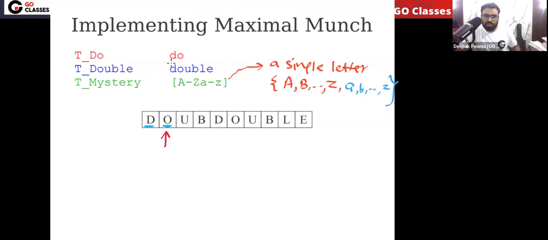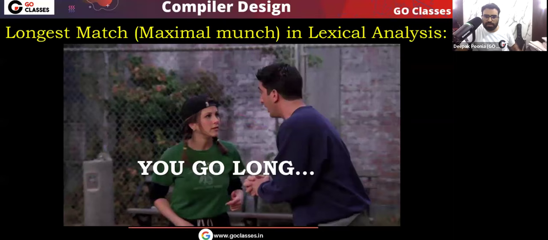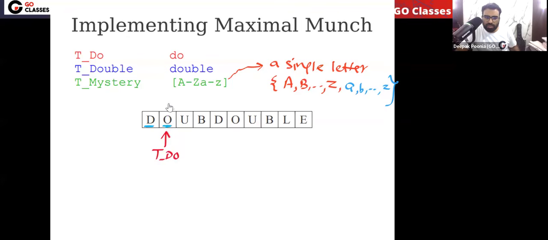When you read this O, at this moment a token is matching. Which token is matching? You can see this DO token is matching. Yes or no? Do you agree? But remember, we will not generate it right now because we will go long. This is just to track. I am just marking this as the last point so far where some token is matching. But we will go long because of maximal munch.